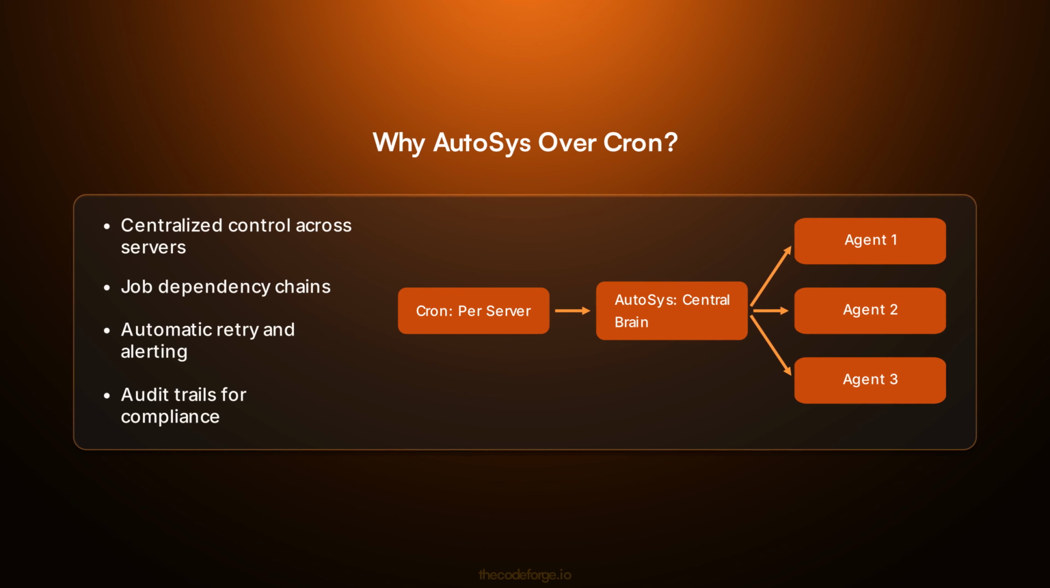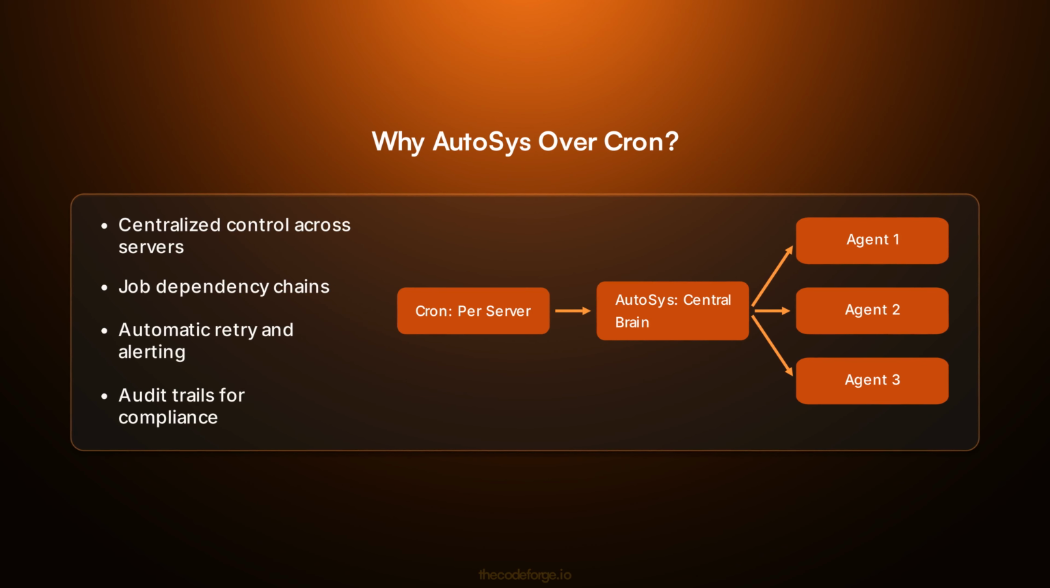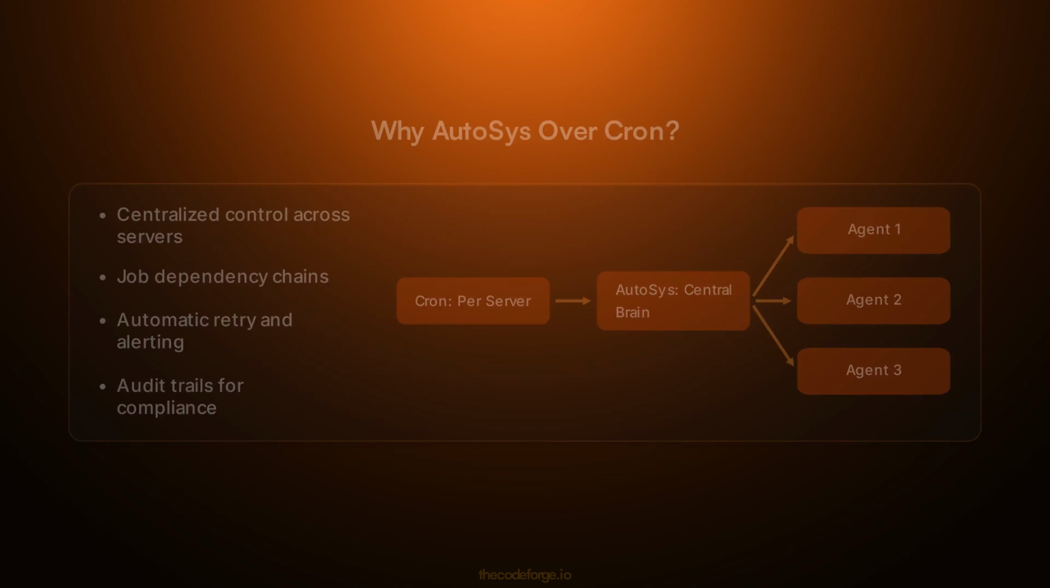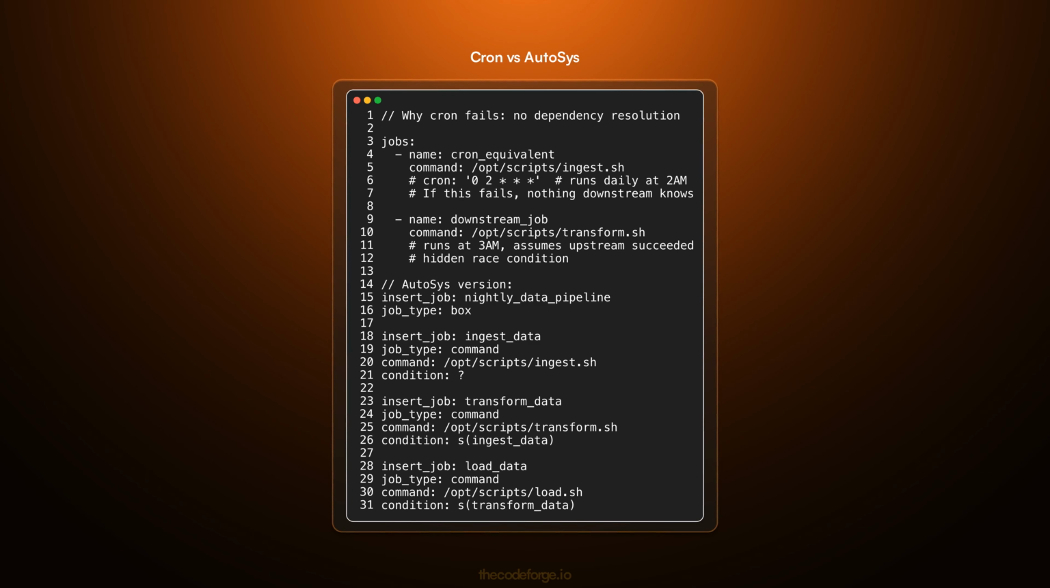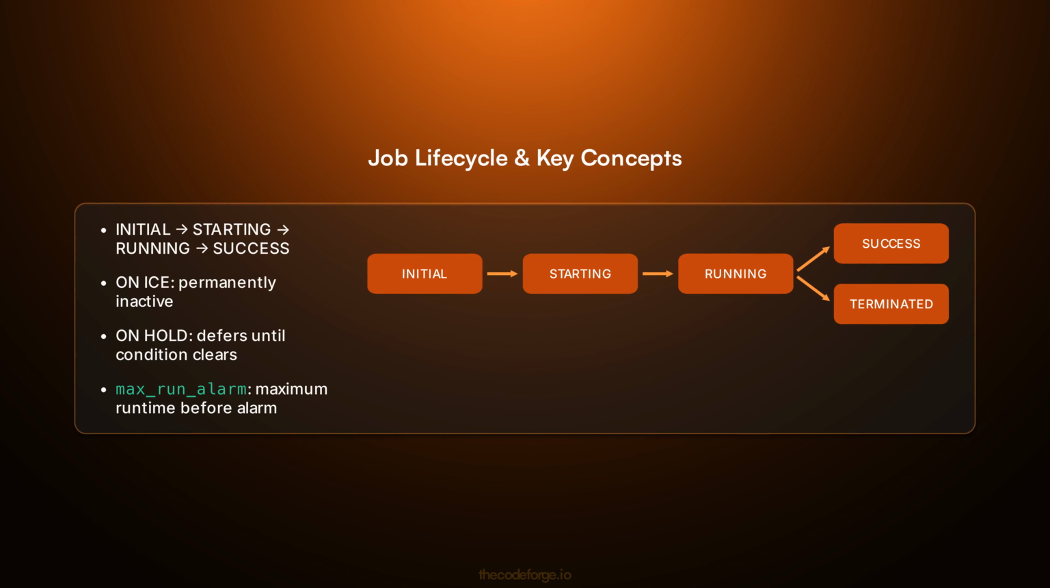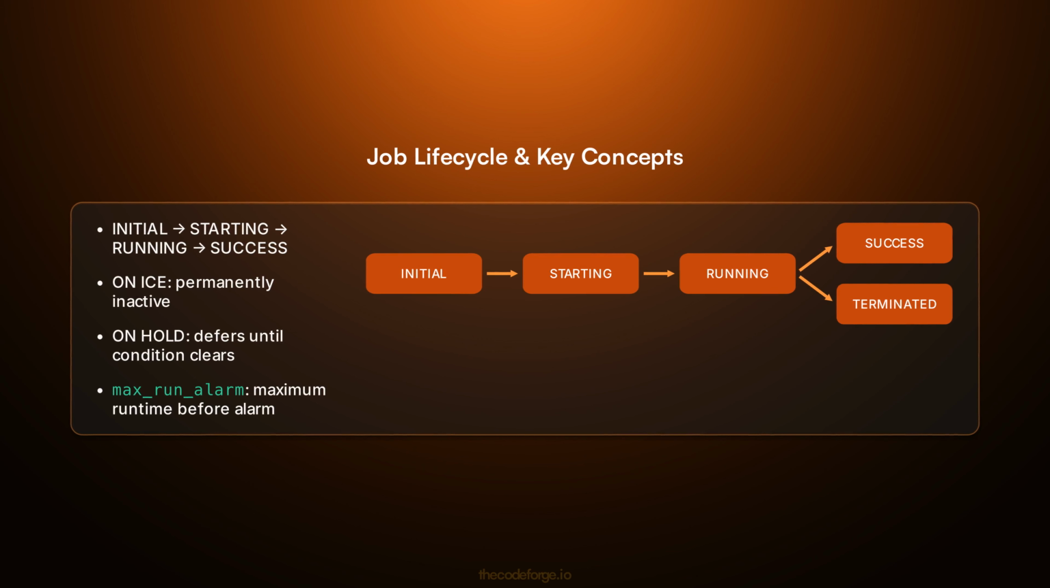Cron is great for simple tasks on a single server. But when you have hundreds of interdependent jobs across dozens of servers, Cron breaks. AutoSys gives you centralized control, dependency management, and built-in alerting. With Cron, downstream jobs run at fixed times regardless of upstream success. AutoSys uses conditions to ensure transform data only runs after ingest data succeeds. This prevents silent failures.